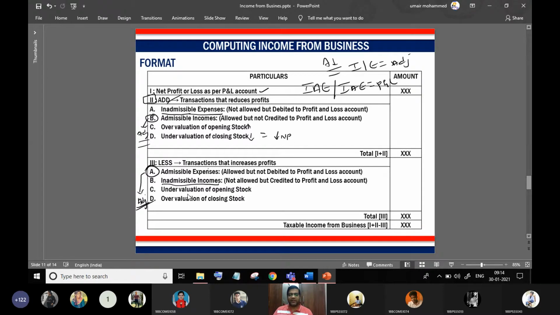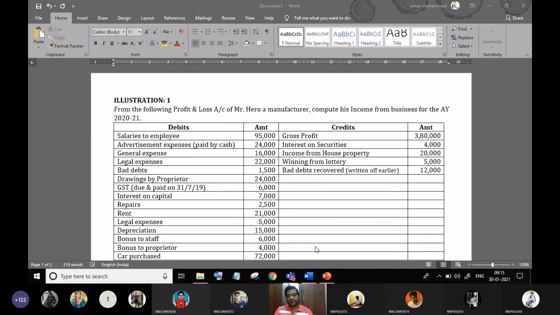Likewise here, undervaluation of opening stock and overvaluation of closing stock increase the net profit, and therefore should be deducted from the profit and loss account. If you look at the pattern here, the first four items in step number 2 become opposite in step number 3. So remembering also becomes quite easier. So let's do the calculation now. Let's solve the first question.